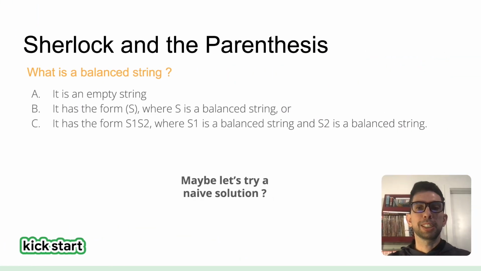The problem is about a maximum number of balanced strings. For this, we should focus on what a balanced string is. According to the problem statement, a string is balanced if it matches one of the following conditions. A, it is an empty string. B, it is of the form open parens, S, close parens, where S is a balanced string. Or C, it has the form S1 S2, where S1 is a balanced string and S2 is a balanced string as well.